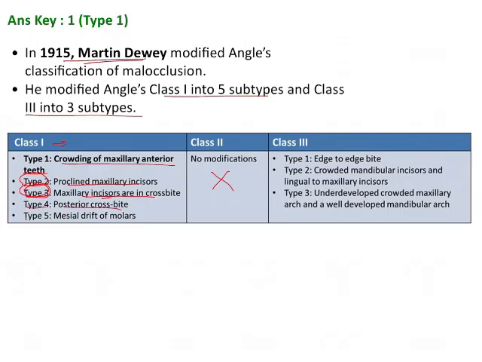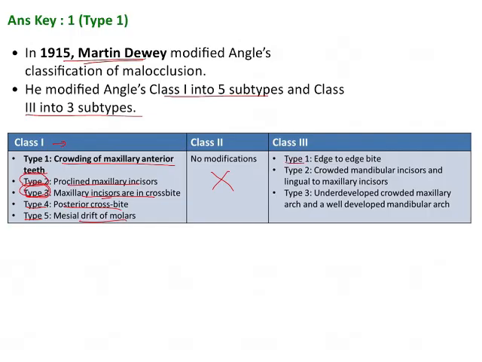Type 4 is posterior crossbite, and in type 5 there is mesial drifting of the permanent molars, because there must have been some early loss of the deciduous molars or deciduous teeth. So there has been mesial drifting of teeth that is seen. Now in class 3 again there are 3 types.